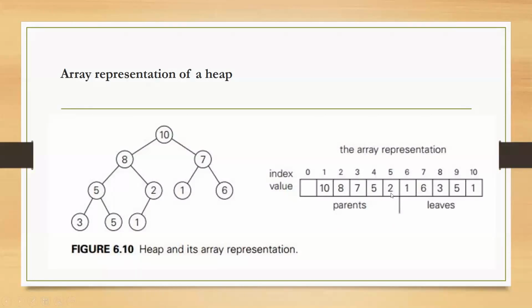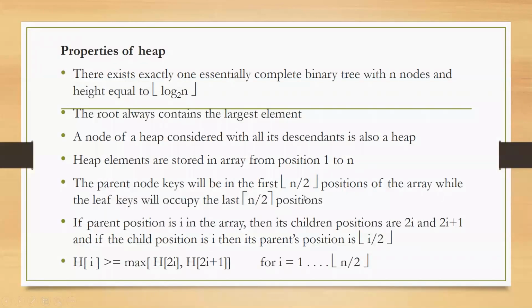The first n by 2 nodes are all the parent nodes. So this is 1, 2, 3, 4, 5. Till 2, all of them have children. After this, starting from index number 6 till 10, all of them are leaf nodes. They don't have any child nodes. So based on the formula you can get which are the parent nodes, till what position you can have the parent nodes in a heap.